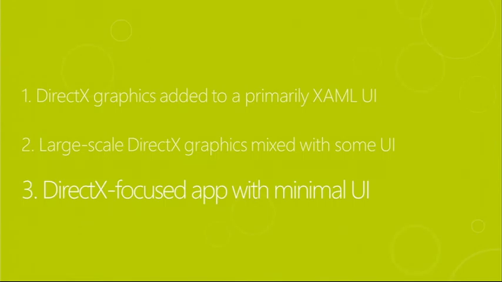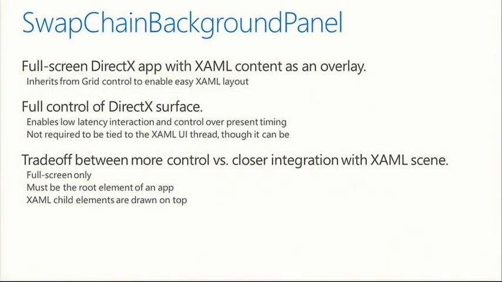So these are a category of apps that are basically DirectX focused with minimal UI. Again, this is things like games, especially, where a lot of the time it'll be mostly the graphics you're drawing to get your game up and running, but you might have some minimal UI, like we had said in an earlier talk, even something like an app bar. You might want to use XAML to draw these. So what we've done for this set of scenarios is add this new swap chain background panel type. This is very analogous to a full-screen DirectX app with a XAML overlay. So any XAML content gets drawn on top of it.